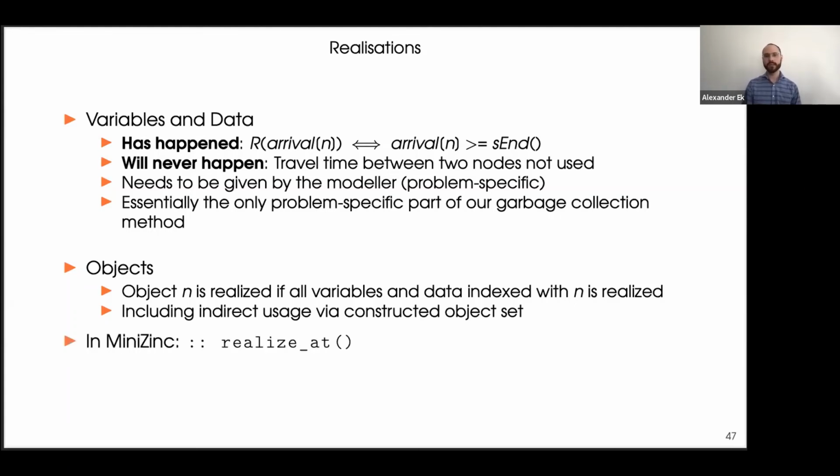And how would this look in Minisync? Well, we could have an annotation that says realize at. So we would provide a Boolean, an array of Booleans. Is this realized or not? And then we can apply multiple of them. If one of them is true, then it's realized, right? So we could have one for has happened and one for will never happen.